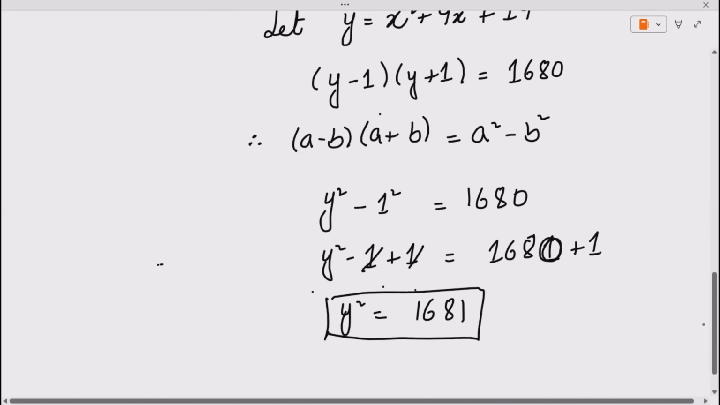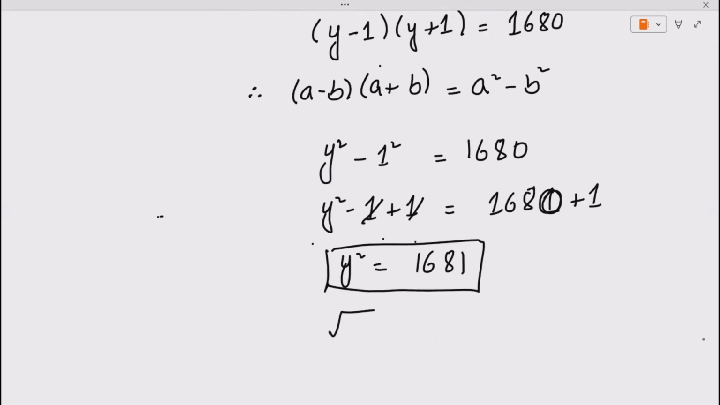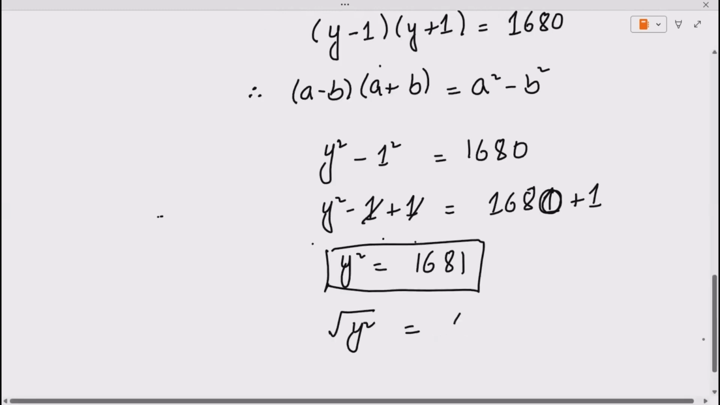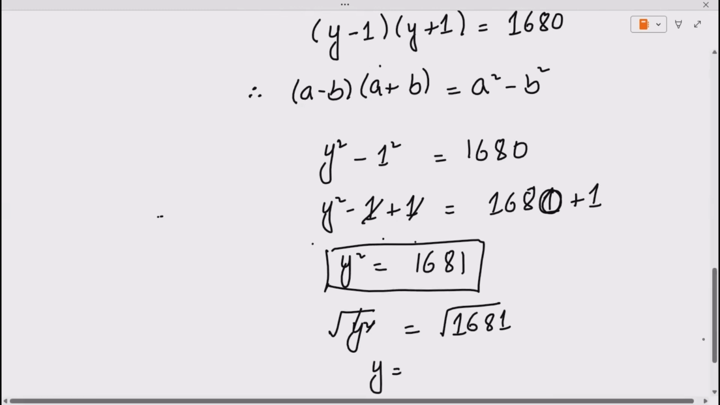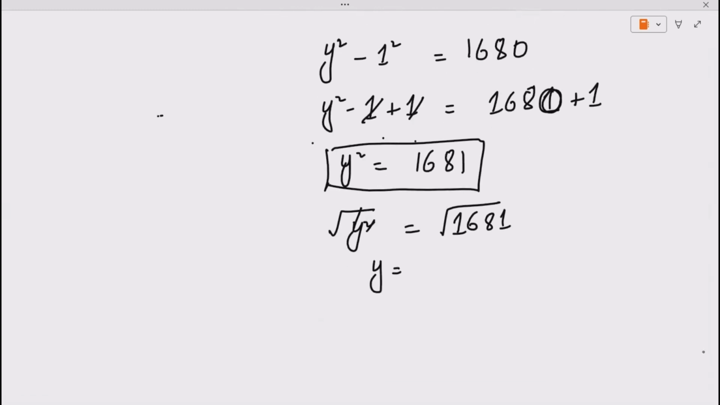So this is the value of y square. We can take the root on both sides. So the square root of y square equals the square root of 1681, right? So the square cancels out, and y equals the square root of 1681. The root of 1681 we can find using long division.